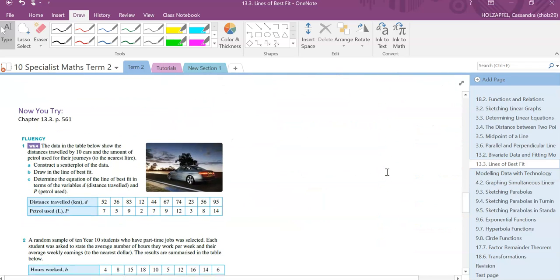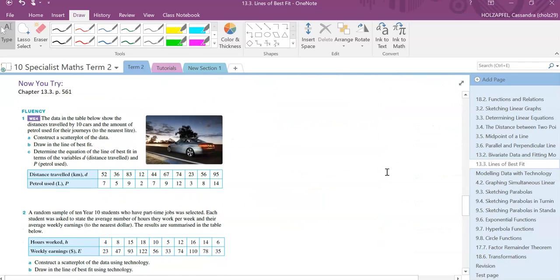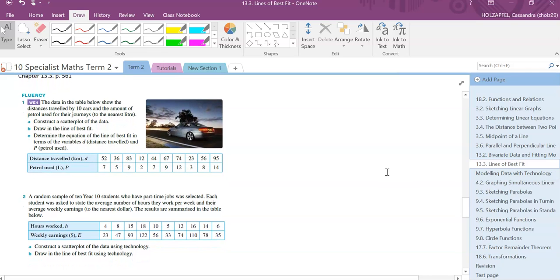Okay, so what I want you to do is I want you to have a go at question 1 and 2 here. And I'm going to come back with the answer for question 1, and you can check the answer for question 2 in your textbook.